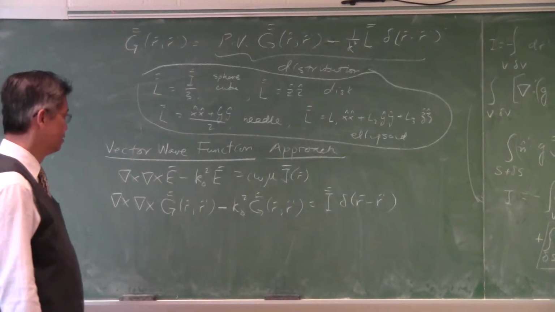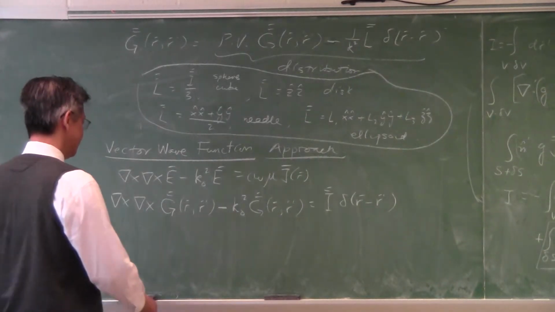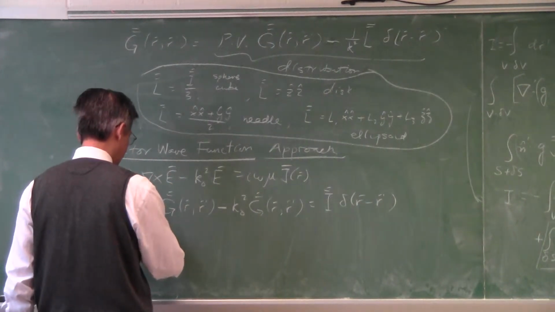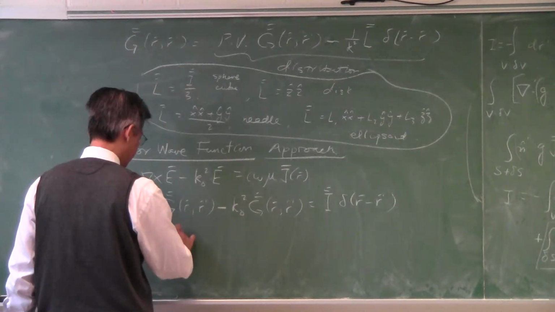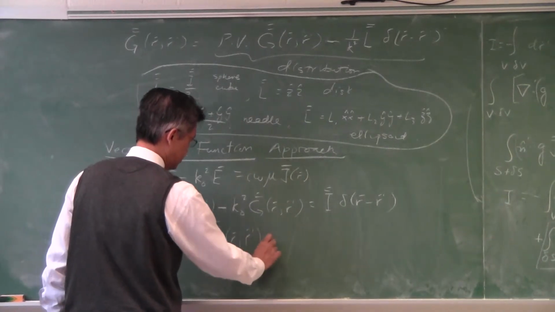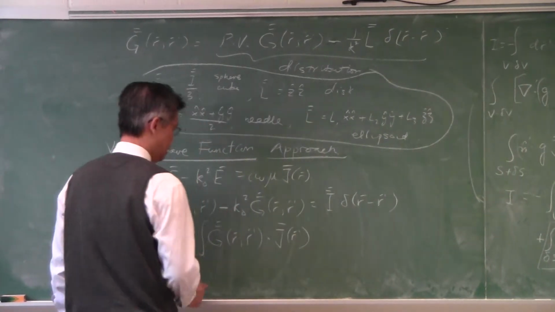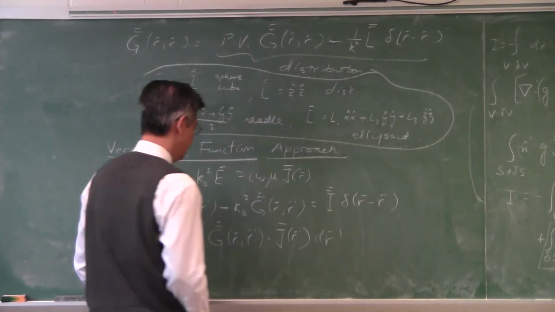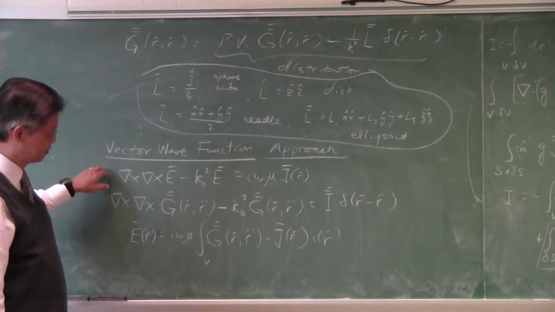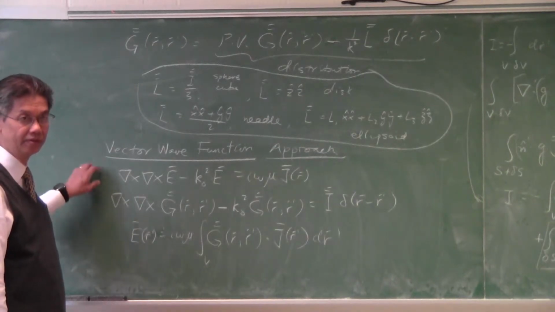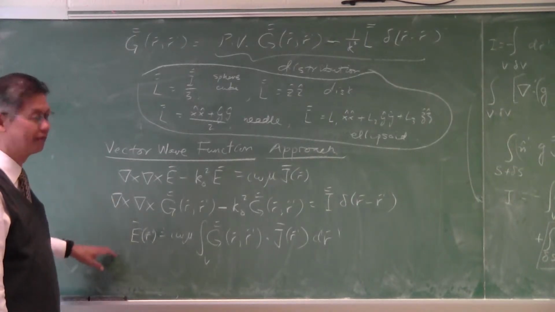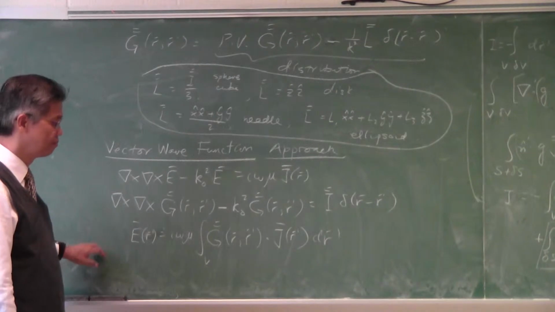Okay. So then you can show that if this is true, if you write E of r to be equal to i omega mu times the integral of G(r, r') dot J of r' dr', you can show that this equation always satisfies the first equation by simple substitution. I won't go through the substitution, but you can substitute this back and show that these three equations are consistent with each other.